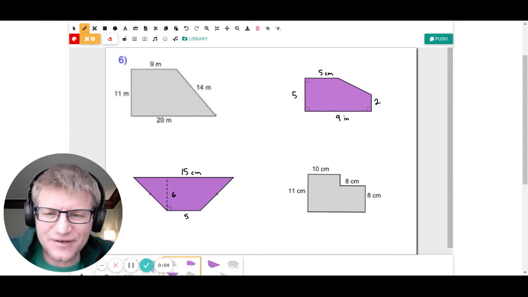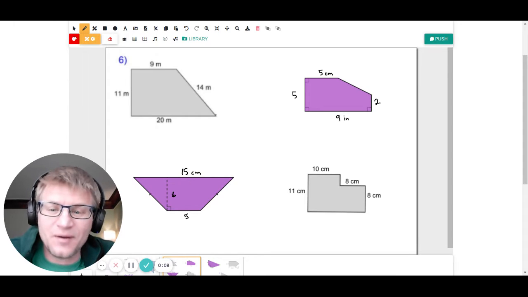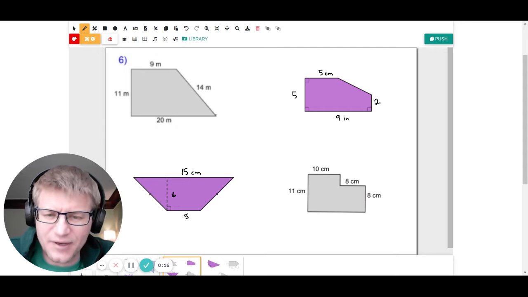Welcome back, sixth graders. I want to talk to you about composite shapes again. I got a couple other things I wanted to discuss today and show you how to do. I'm going to go through these diagrams. I'd like you to sketch them out, but here's what I'm going to ask.